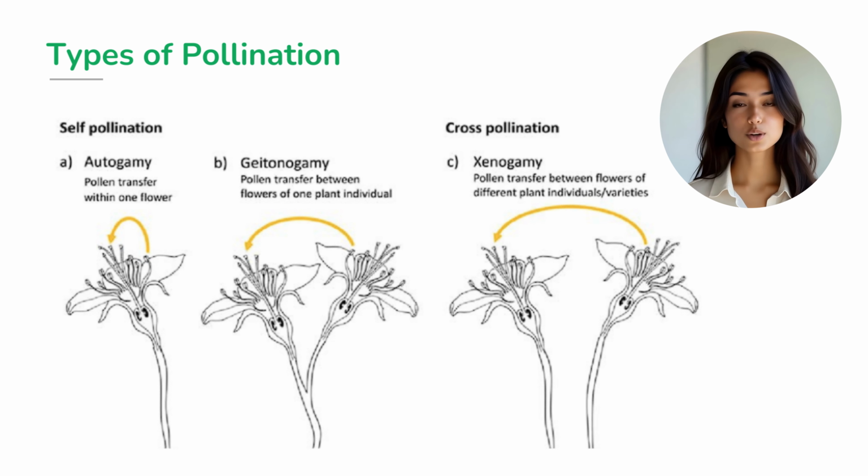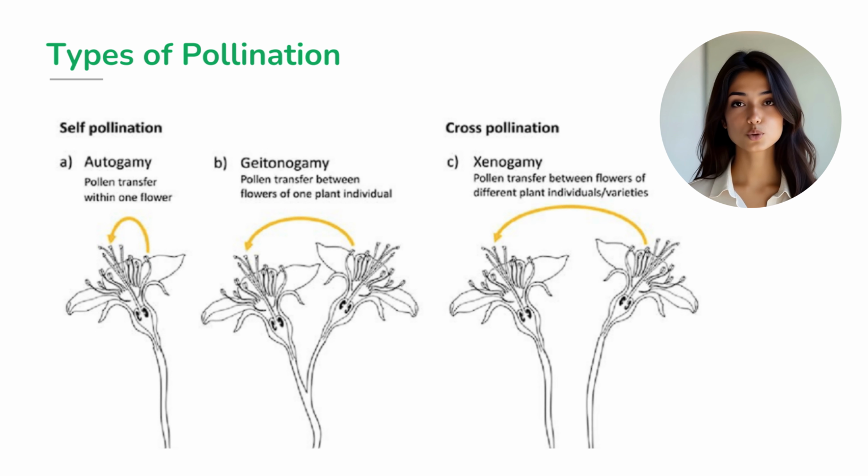Pollination doesn't follow a single route, it varies depending on where the pollen comes from. There are three main types of pollination, classified based on the source of pollen: autogamy, the simplest of all. Pollen is transferred within the same flower. No movement, no travel, just a quiet self-transfer.